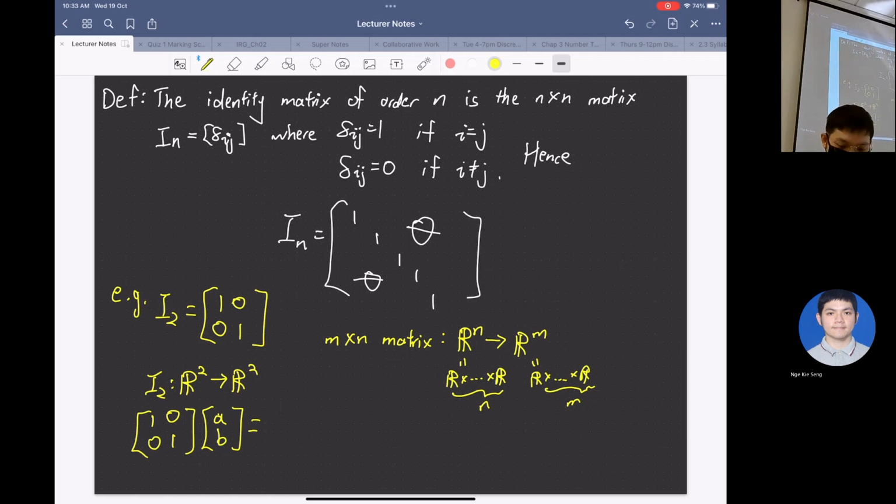So this is a 2 by 2, and this is a 2 by 1, right? Just now we learned how to multiply. So this one we will get a and b. So you get back the same vector, like the identity.